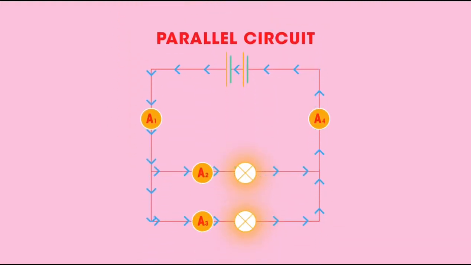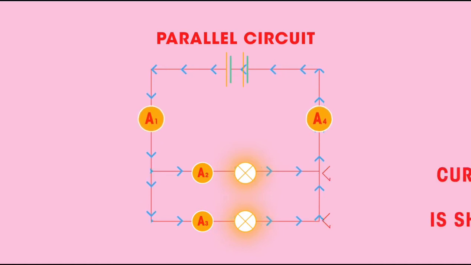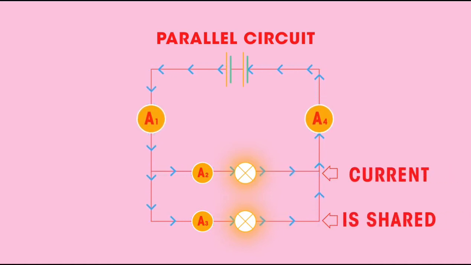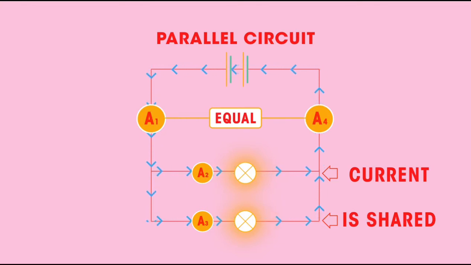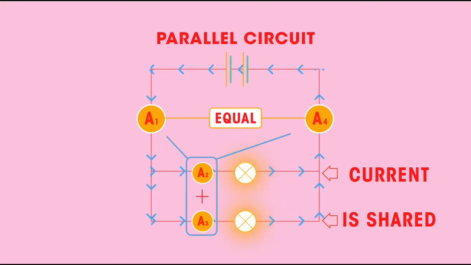This is not true, however, for parallel circuits. In parallel circuits, the current is shared between the different branches of the circuit. So A1 equals A4, but A1 equals A2 plus A3, which equals A4.